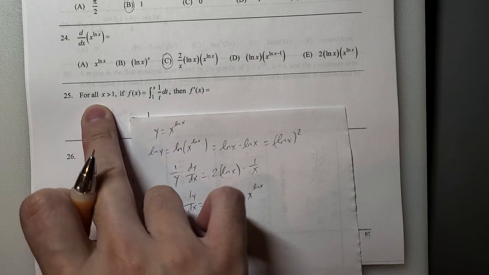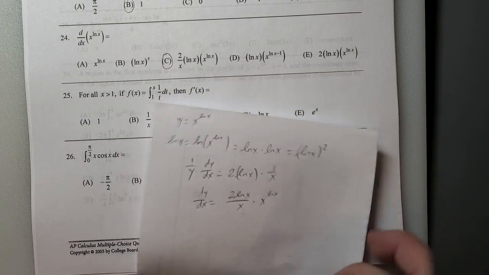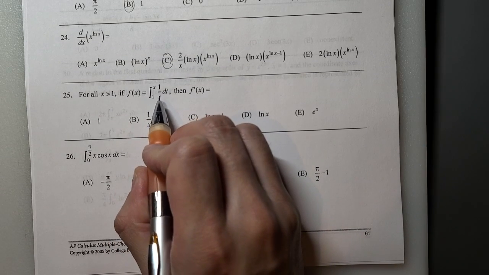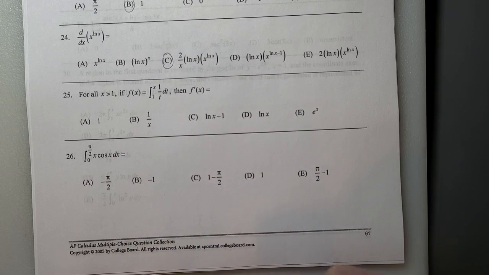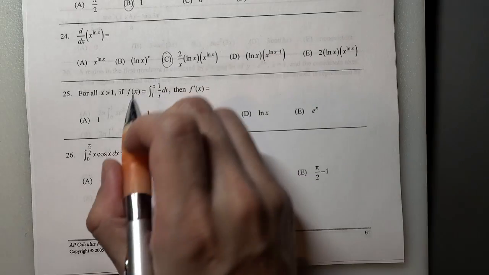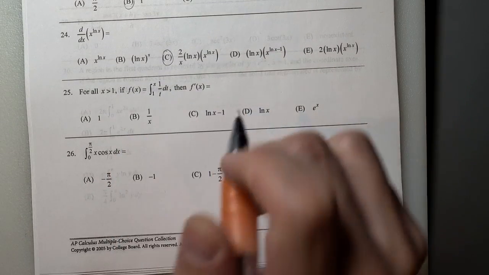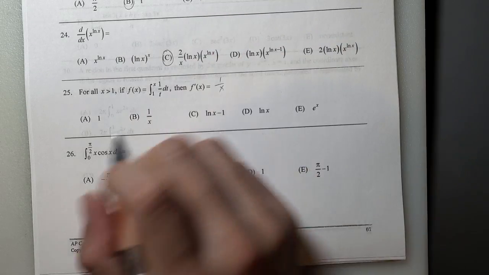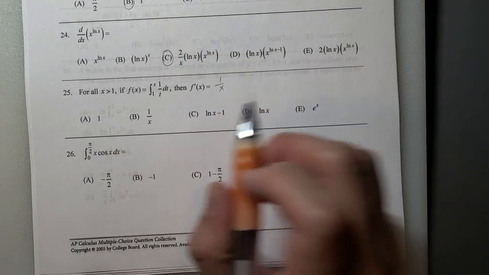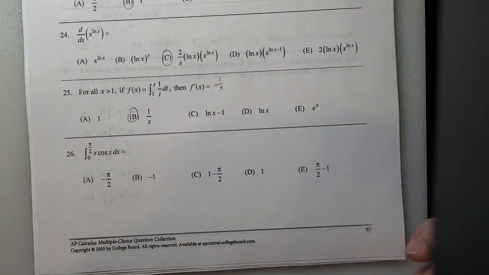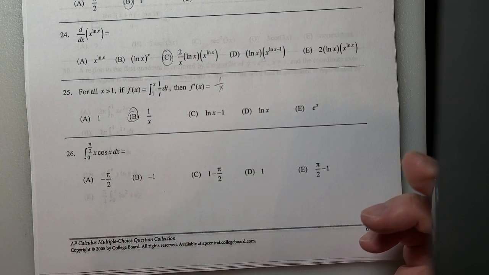All right. For all x greater than 1, oh, this is easy. I already see that's fundamental theorem of calculus, okay? F of x is integral from 1 to x, 1 over t dt. F prime of x is what? So over here, we just plug in the limit as the variable of integration. 1 over x times derivative of x, just 1. So 25 is B. 64% of people got this right.